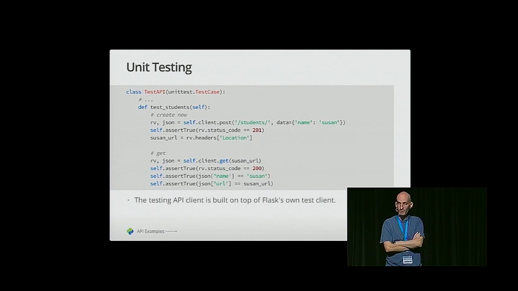So I can continue on my test and now ask the API to give me Susan. I can make sure that it returned 200 and that the name is Susan and that the URL is the correct URL. You can keep going like this, and if you look at the GitHub example, you'll see lots of tests like this. They're very readable, and in my opinion, very beautiful.